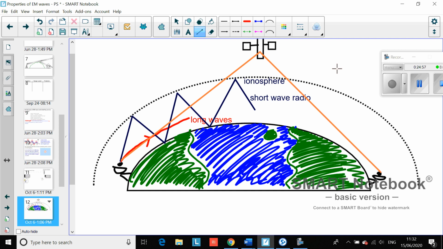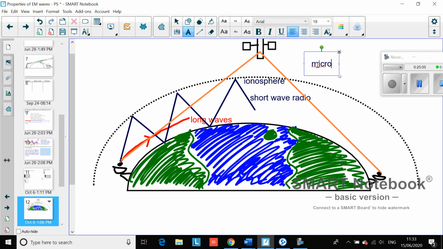Okay, next one up. So can everyone please just add to the diagram that we use microwaves to send signals. And the main reason for this is a higher frequency, which means they have enough energy to get through the ionosphere, and then we use a satellite to direct the signal because we still need to have line of sight. You still need to be able to see where you're sending this signal. Okay, so once again, pause the video and do that now, please.